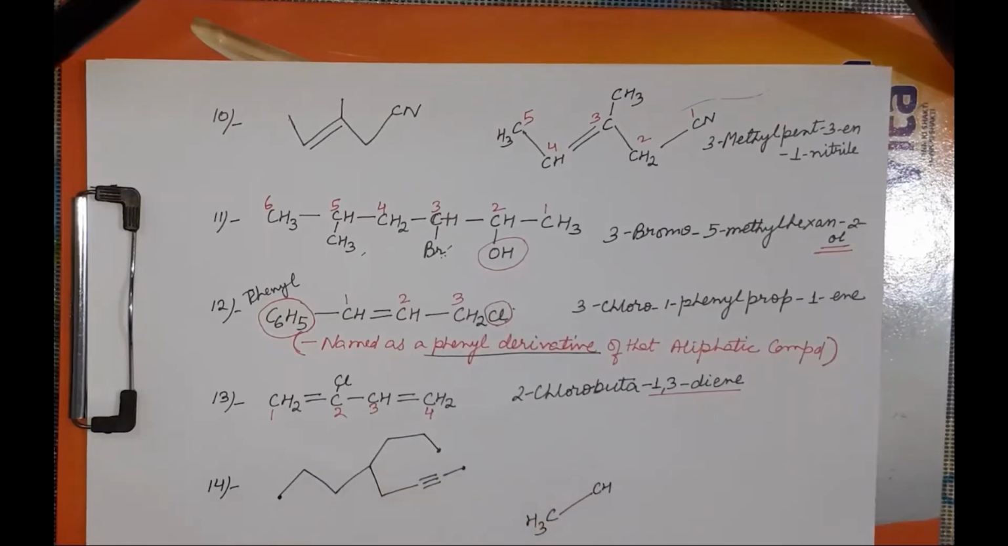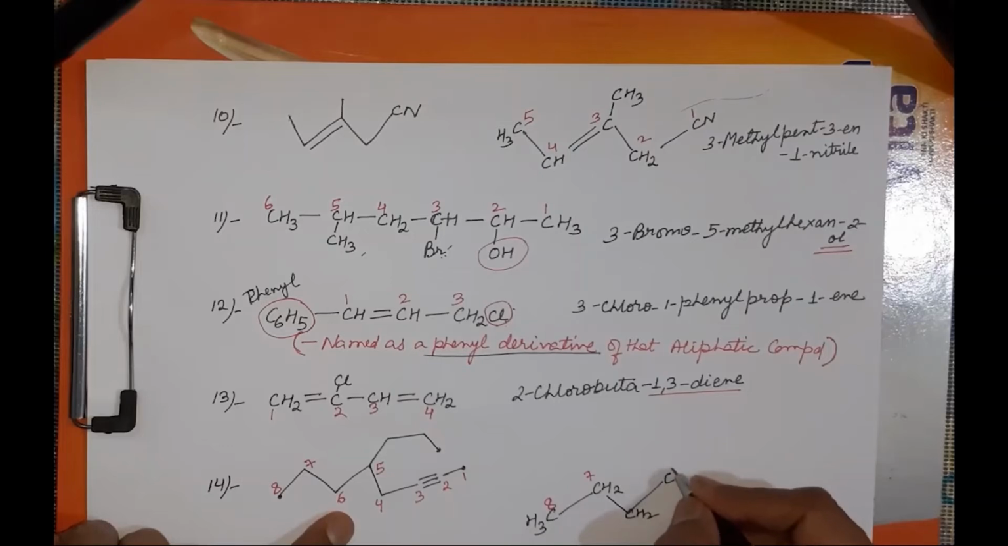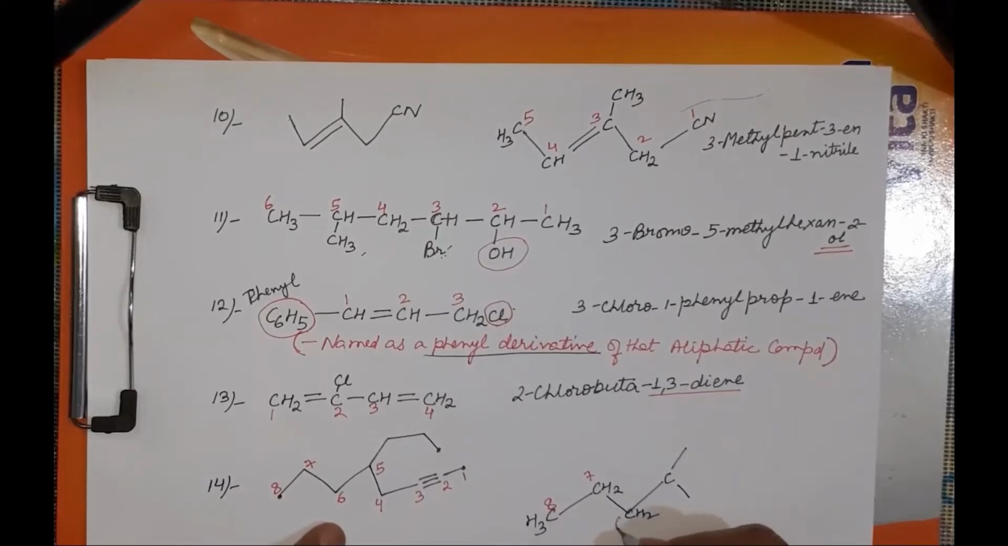First let me give the numbering in this case: 1, 2, 3, 4, 5, 6, 7, 8. So this is the 8 number carbon atom. This is the 7 number. First let me write the parent chain. 6, 5. This will be CH2. This will be CH2. This is the 6 number carbon atom. This is the 5 number carbon atom.